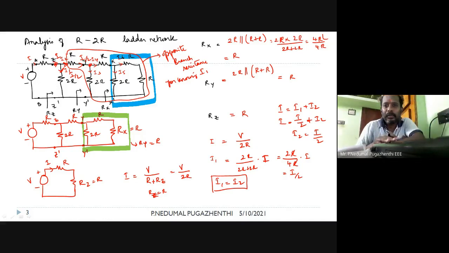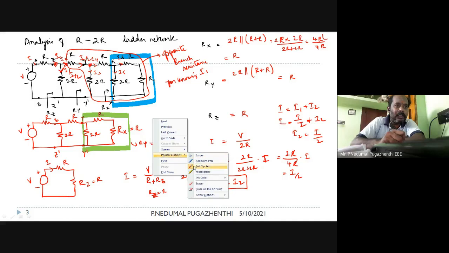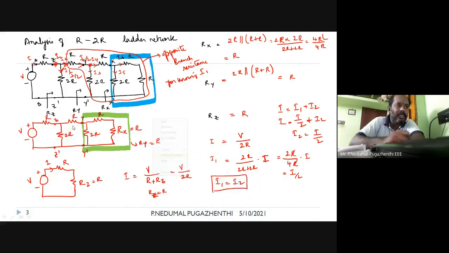Do you understand it? If you take the second diagram, we will mark the current with a different color so that you will understand it clearly. The total current is I. Here I by 2 goes, and here also I by 2 comes. So up to y dash you will have I by 2. After y dash, the resistors are again equal, 2R, 2R.